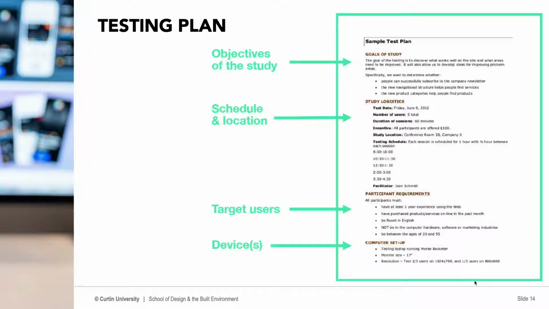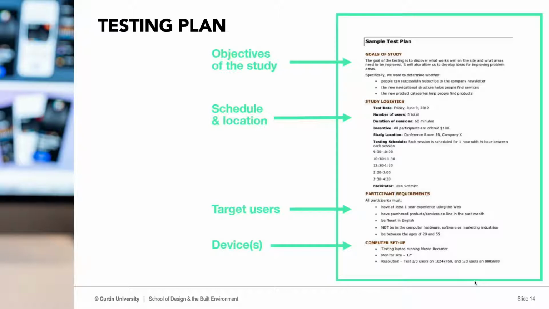You need to have an indication of who your target users are. So you might want to specify that your participants must have at least a minimum of 1 year experience using the web. In this particular example here, they said that because the website is in English, the person needs to be fluent in English, and they cannot be from a tech background, so they can't be from computer hardware, software, or marketing industries. Now, obviously, the participants that you choose for your particular project need to be crafted and aimed towards your project. So this is just a very generic template. It's not meant to be representative of all the target audiences or target users that you might be using.